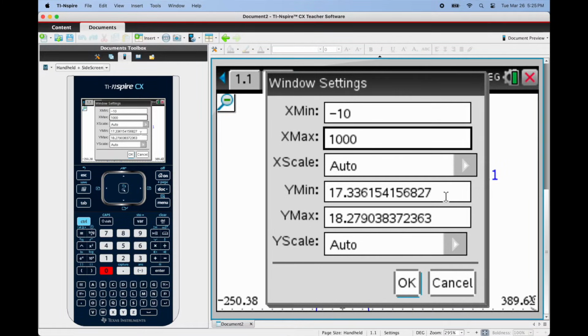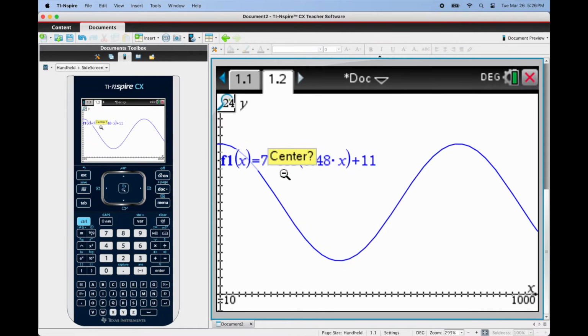Scale is auto, that's fine. Y min, so the lowest point, the lowest depth was 4. Let's put 0 in just to get some buffer. We could even put -2 or something like that. And then the max depth was 18 meters. Let's put maybe 24. Let's actually put -2 just to get some buffer. Sometimes it's easier if you have a little cushion on either side. So from -10 minutes to 1,000 minutes, and then from a depth of -2 to 24. This will give us one full cycle, and it's much easier to work with now. Okay, so there's our function.